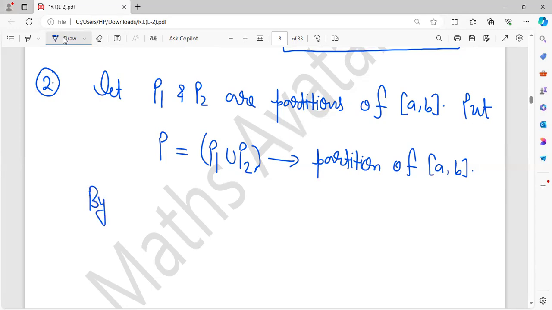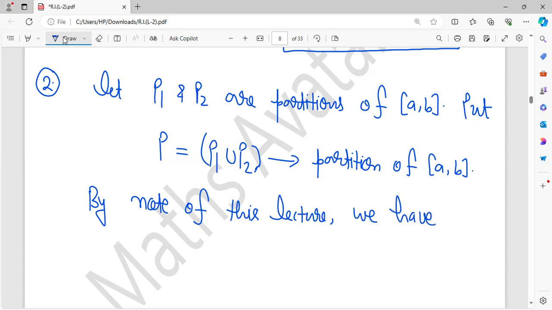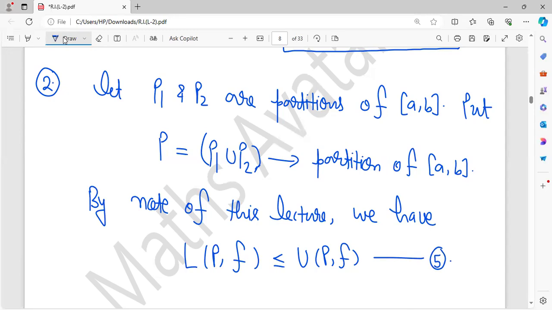By the note of this lecture, which we wrote at the start of this lecture, we have L(P,f) is less than U(P,f). Let's say this is equation number 5. This follows from the note, because L(P,f) is always less than U(P,f), which is less than capital M times (b minus a), and L(P,f) is greater than small m times (b minus a). So we are taking the middle things only.